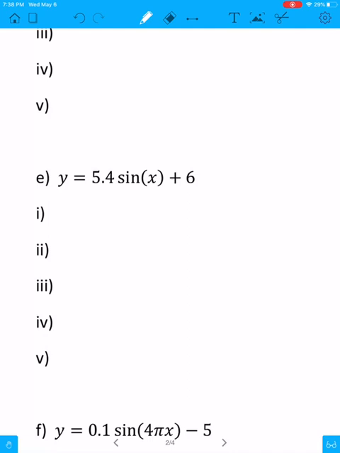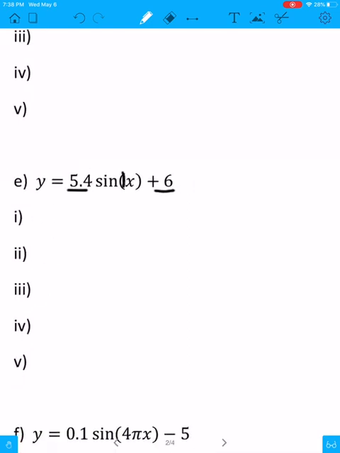Okay, this one I have an a. I don't have a b or a c. If I don't have a b, it's a 1. If I don't have a c, it's a 0. And then behind the bracket, I have a d. So now I'm going to have y equals 5.4 sine 1x plus 0 plus 6.